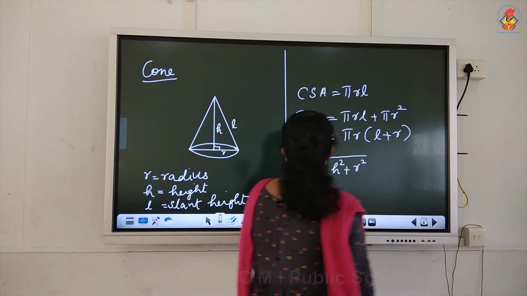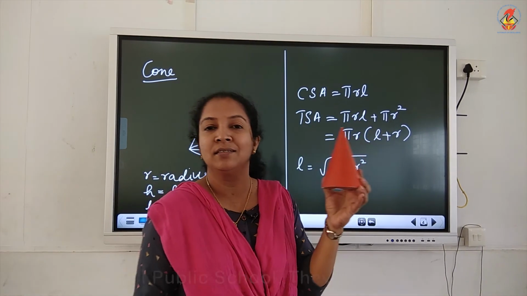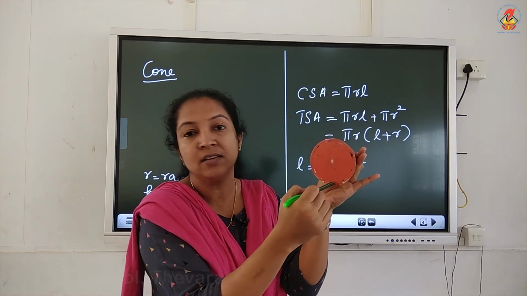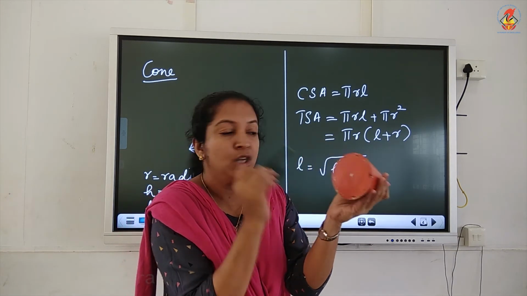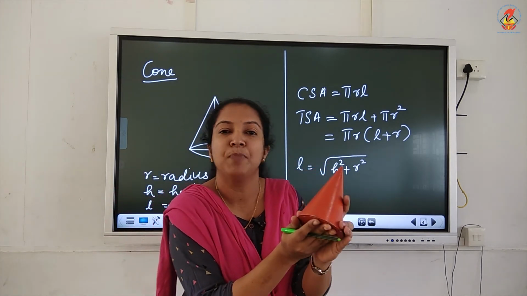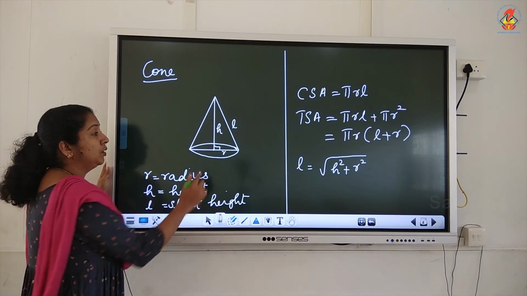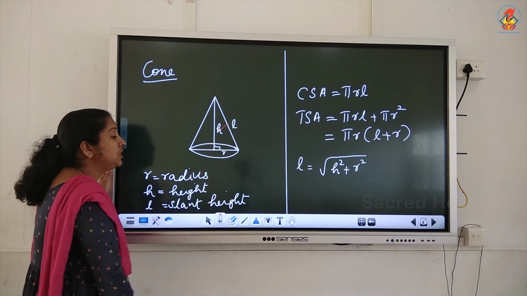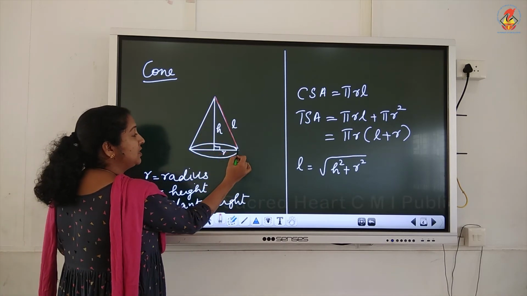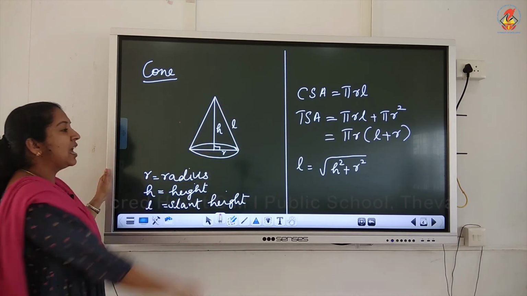Then cone. See, a cone. How many faces? A CSA, one face, and one base as circular region, isn't it? The circular region, what is the area? Pi r square. So base area is pi r square. Here we are considering a cone whose height is h units and radius is r units. And we need this length also. This is known as slant height.